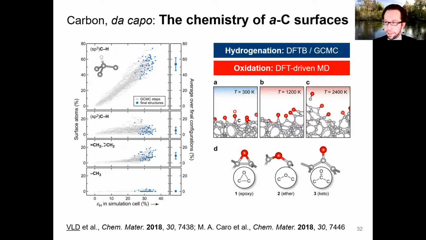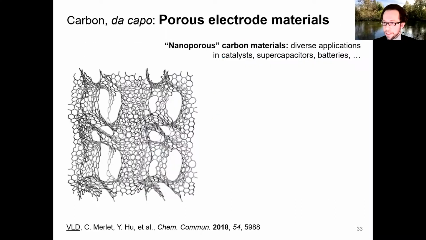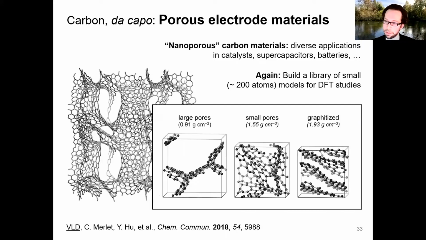Another point where carbon materials are of the greatest interest is energy storage. So you can make porous carbon materials like this one here, which are used in batteries, catalysts, supercapacitors, because you have pores where you can store ions. So this is another line of research where we said, let's make small representative structure models of amorphous solids and try to understand the chemical behavior.